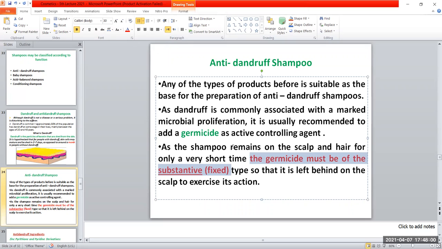All the shampoo ingredients are rinsed out, but the germicide should have a substantive or fixed action to be left behind on the scalp to exercise its action in a controlled manner, so it starts to give its action in a sustained manner.